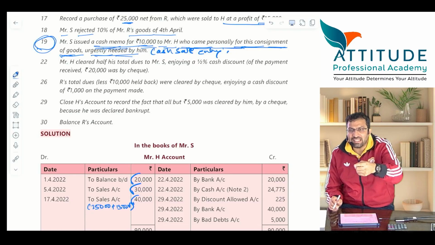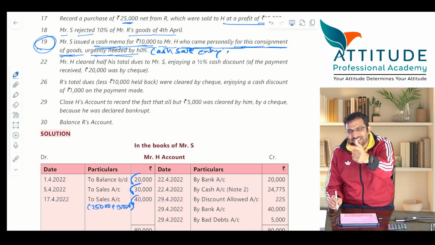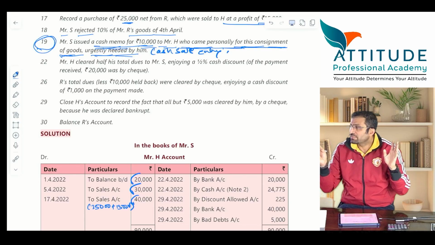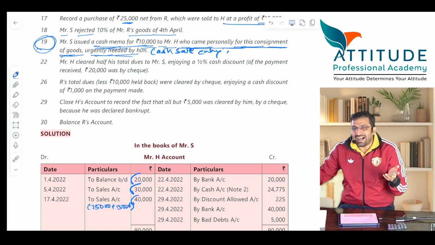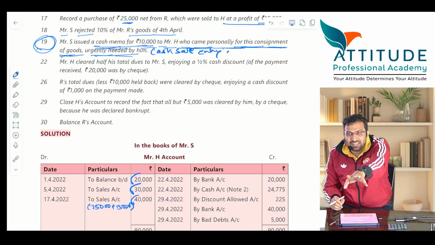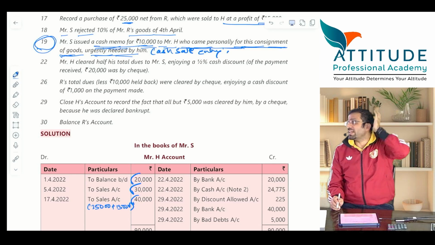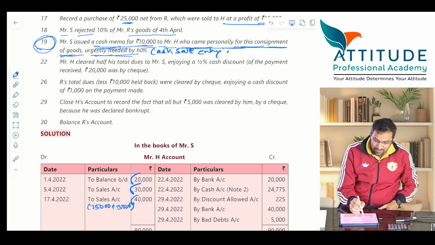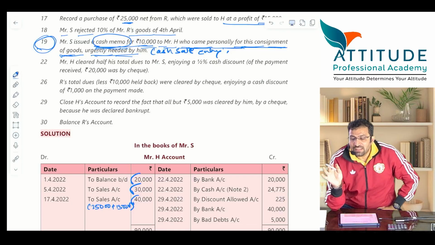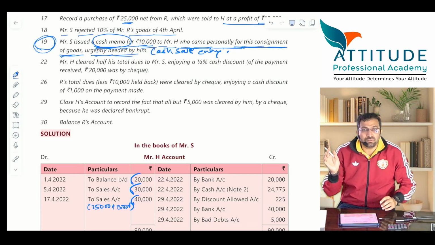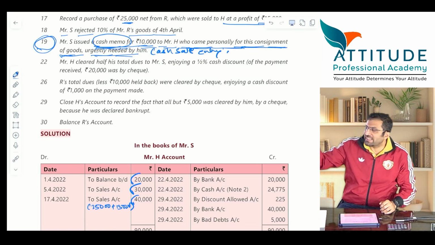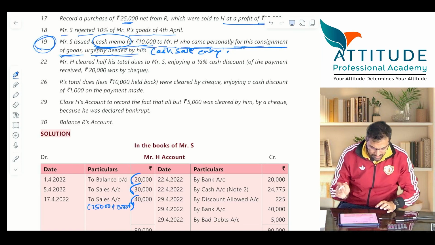I just gave an example: I took the goods today, you pass the entry in your books, but I forgot to take the cash bill. A cash memo is nothing but a cash bill. After 2 days when you give the cash bill to me, will you pass the entry once again? The answer is no. You have already passed the sales entry. And mind you, my dear friends, it is a cash memo, so it has to be cash sales, and cash sales will never affect your debtors account. So you have to write a note: cash memo is given for cash sales and hence this will not affect the debtors account. Is that clear? Next entry.